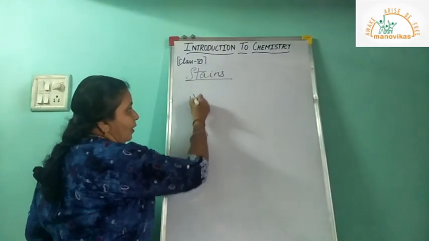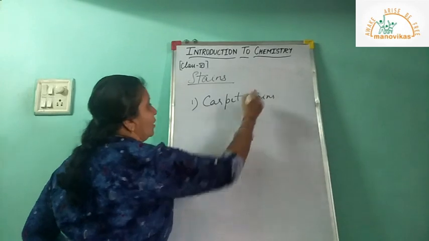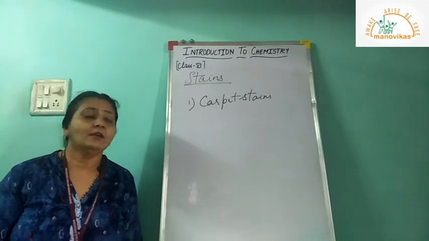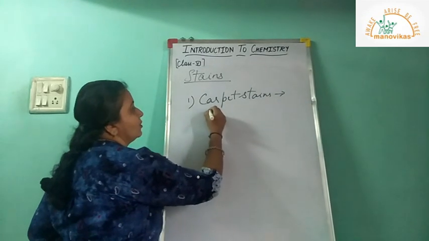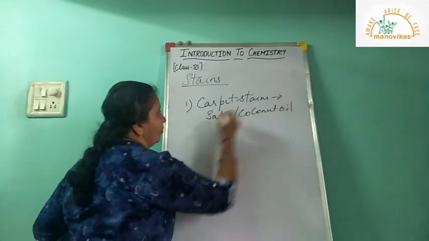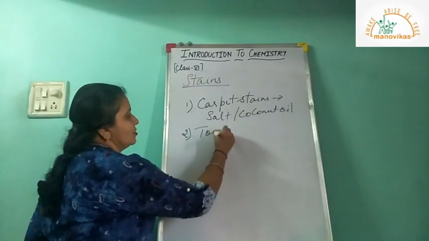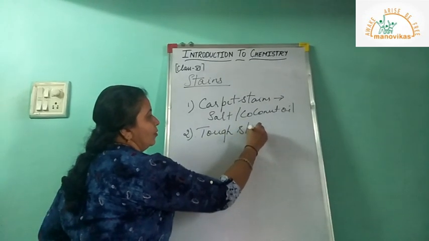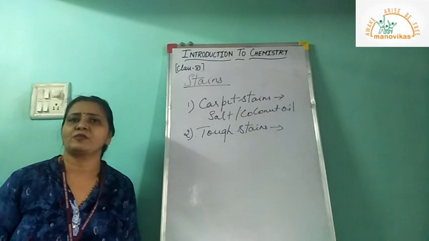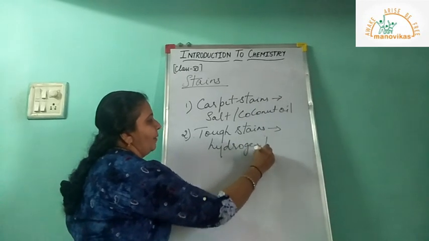Next, carpet stains. How to remove different types of stains. First one, let us see carpet stains. Carpet stains can be removed by using salt or coconut oil. Next is tuck stains. Tuck stains can be removed by using hydrogen peroxide.